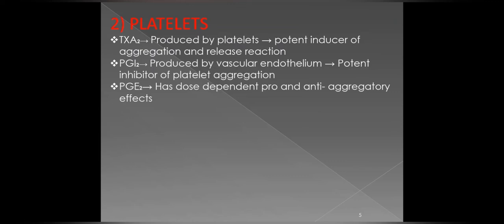Moving on to the actions in platelets, thromboxane A2 produced by the platelets is a potent inducer of aggregation and release reaction, while prostaglandin I2 produced by the vascular endothelium is a potent inhibitor. Prostaglandin E2 has dose-dependent pro- and anti-aggregatory action. That is, thromboxane A2 will induce aggregation and prostaglandin I2 will inhibit platelet aggregation.